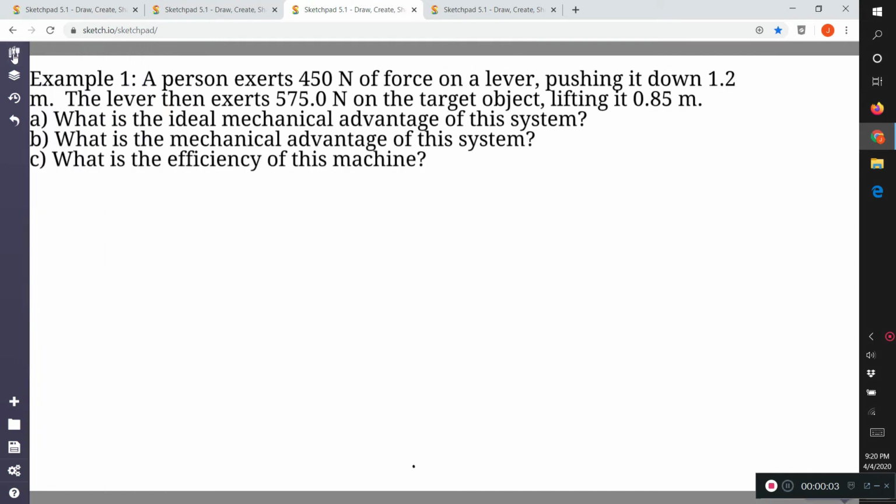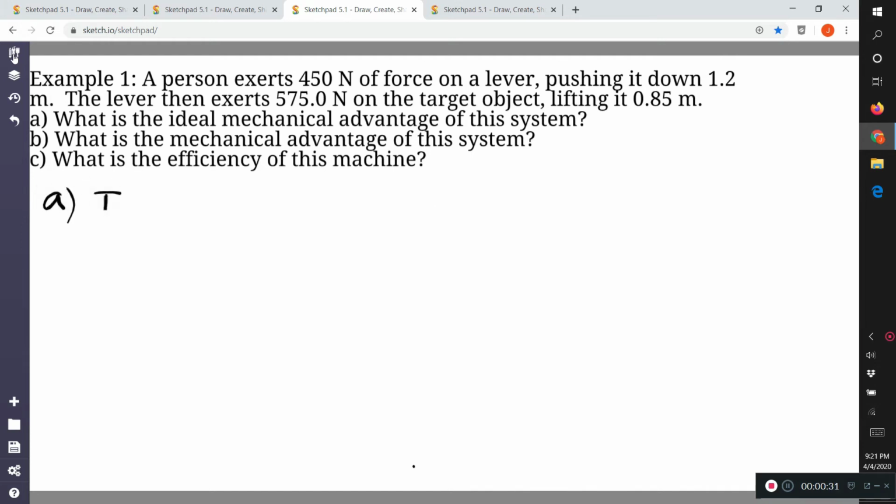So this first example, we have a person exerting 450 newtons of force on a lever, pushing it down 1.2 meters. The lever then exerts 575.0 newtons on the target object, lifting it only 0.85 meters. So what we're going to do is talk about the mechanical advantage and efficiency of this system. For part A, it wants us to find the ideal mechanical advantage.